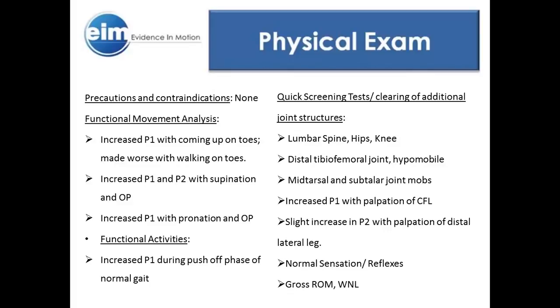With quick screening, clearing tests, and the routine examination, I was effectively able to rule out any lumbar spine involvement, hips or knee problems. I did determine that the distal tibiofemoral joint was hypomobile, but mobilization of the mid-tarsal and subtalar joints was not irritating for him. P1 increased with palpation of the calcaneofibular ligament, and there was a slight increase in P2 with palpation of the distal lateral leg. The reflexes and sensation were normal, and the gross range of motion of his ankle was within normal limits.